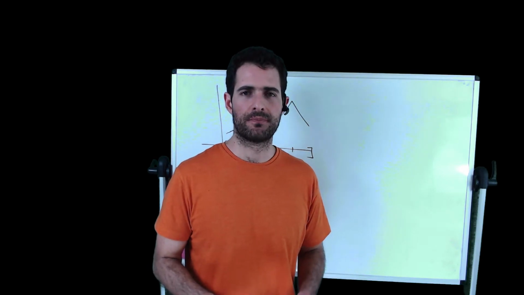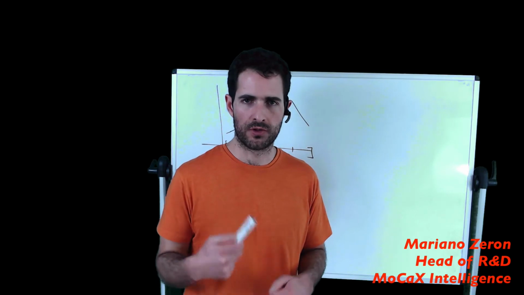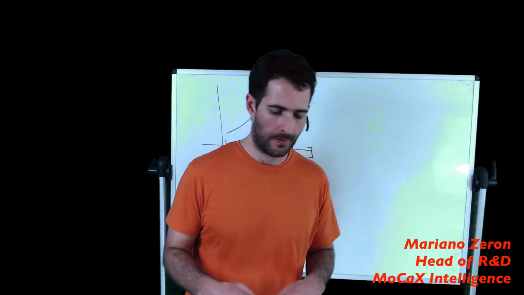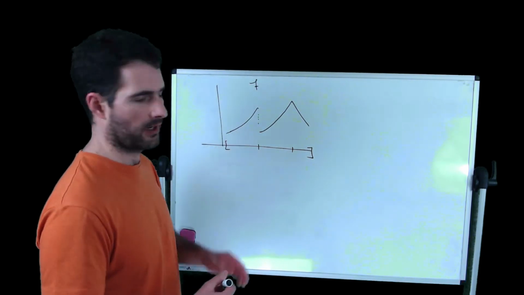My name is Mariano Zeron, and in this video we're going to see how we deal with discontinuities and singularity points on functions that we want to approximate with Chebyshev objects. So the situation is as follows. What happens if we've got a function such as this one that I've got here?